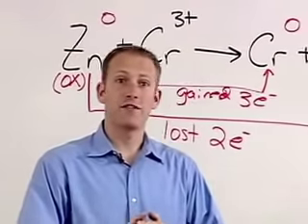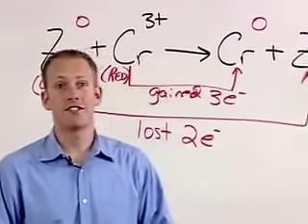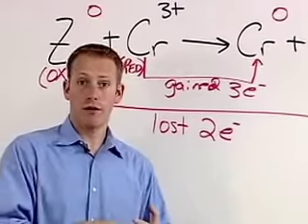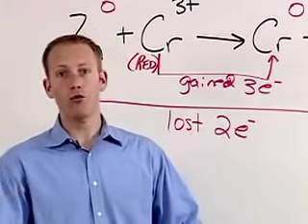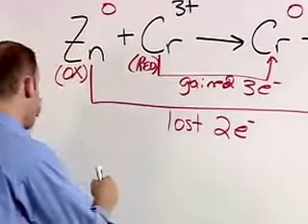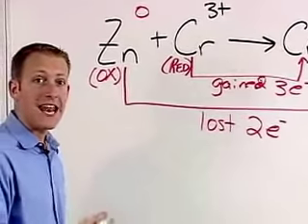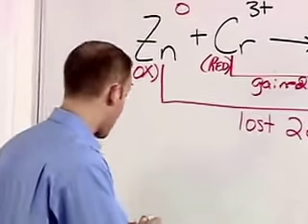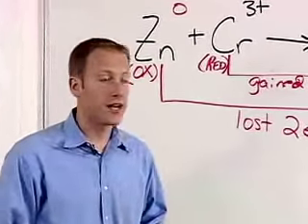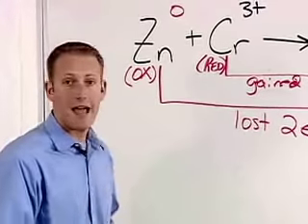The next part of understanding a redox reaction is understanding half reactions, which are half the reaction. Well, if the whole reaction is oxidation plus reduction, then half the reaction is just the oxidation or just the reduction. And we have to be able to designate half reactions.